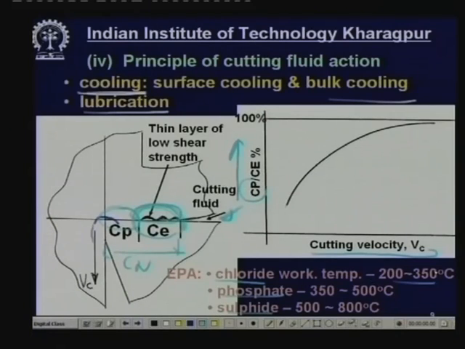If the cutting temperature is low, say around 200 to 350 degree centigrade, like when you machine mild steel by high speed steel, then chloride type of extreme pressure additive can be added to impart more lubricity or lubricating property. If the temperature is moderate, then phosphate is better, and at high temperature, say heavy cut or machining very hard and stronger steels, then sulphide type of extreme pressure additive is added into the cutting fluid to impart more friction resistance by lubrication.